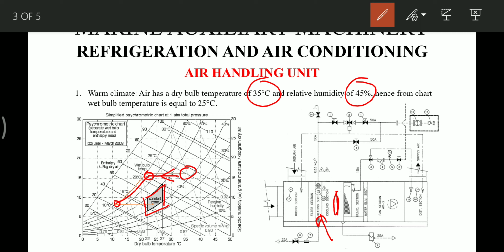So after the air is at 12 degrees Celsius and humidity 100%, it is reheated to reach the comfortable zone at 24 degrees Celsius and 50% humidity. Mostly the reheater is not provided here because the system is not that big.